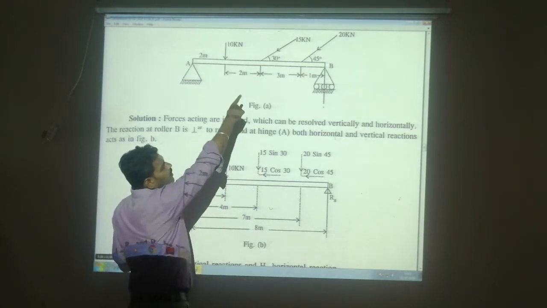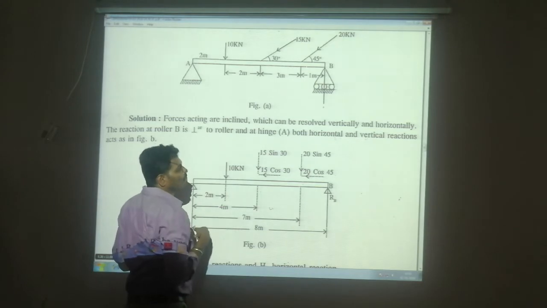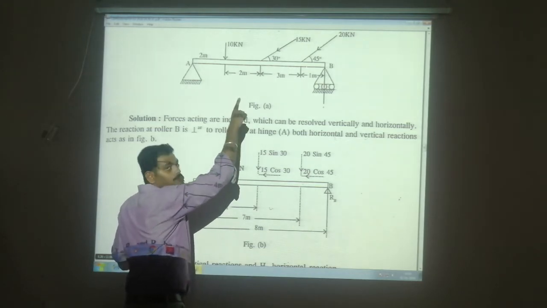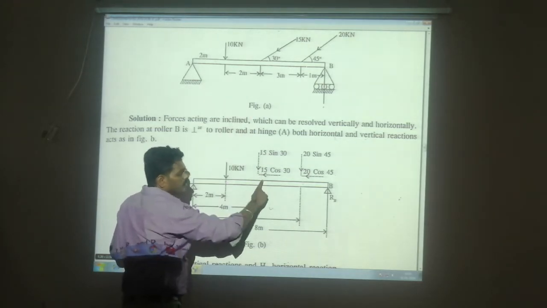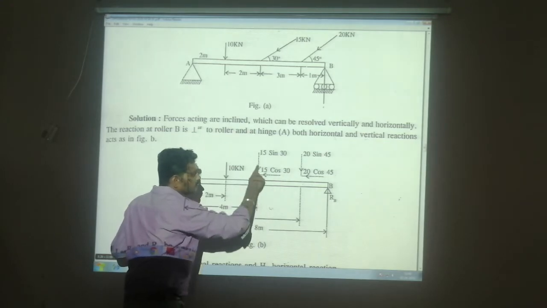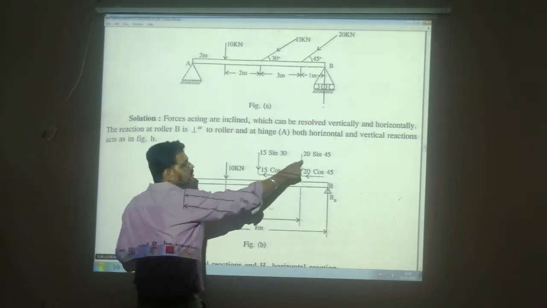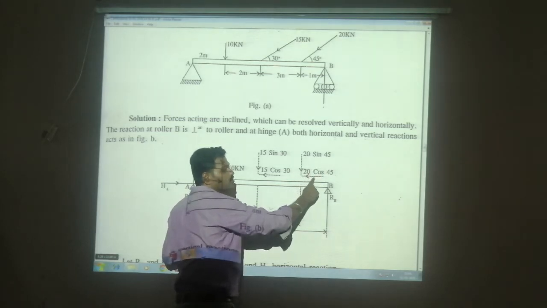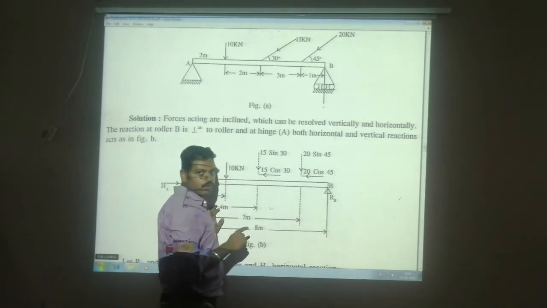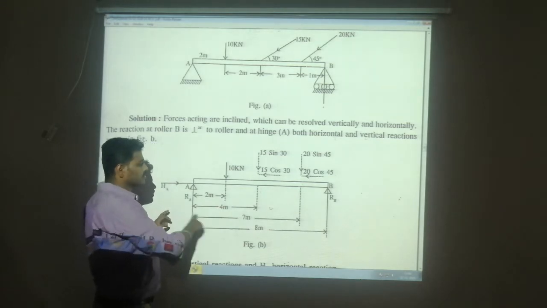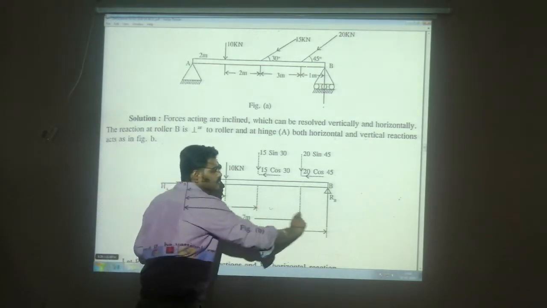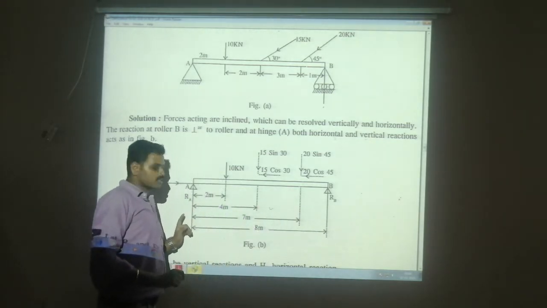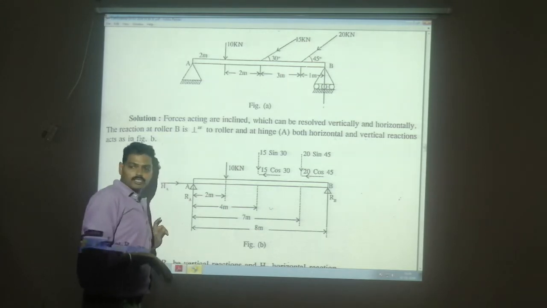The next is 15 at 30 degrees. So then what you have to write? That should be resolved. Vertically downward, horizontal left side. Horizontal left side 15 cos 30. Vertically downward will be 15 sin 30. Here, vertically downward will be 20 sin 45. Horizontal left side will be 20 cos 45. Then next, after the substitution, just write the distances. So after writing all the distances, now we will go with the equilibrium conditions.